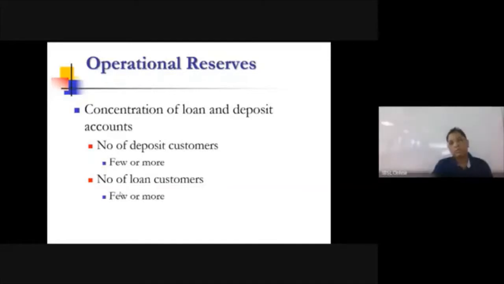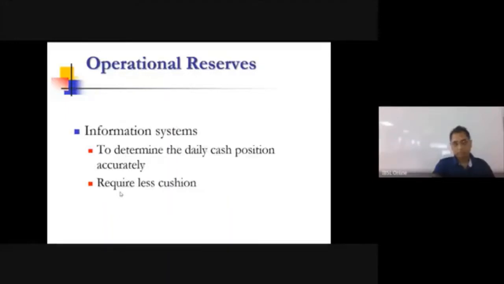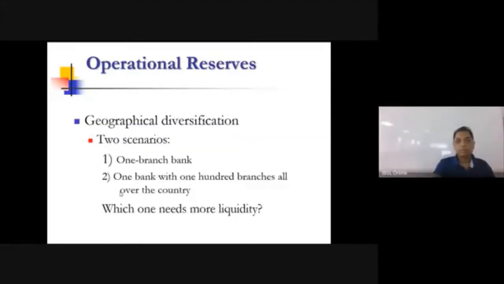So concentration of loans and deposits, like I mentioned, the number of deposits, few or more, the number of loans, few or more. Information system, as I said, the quality of the information system will determine what kind of approach you take and what kind of cushion you have on your reserves. There are two scenarios given here: one branch bank, one bank with 100 branches. Which one needs more liquidity? The bank with 100 branches needs more liquidity, but it also has more diversification in the process.